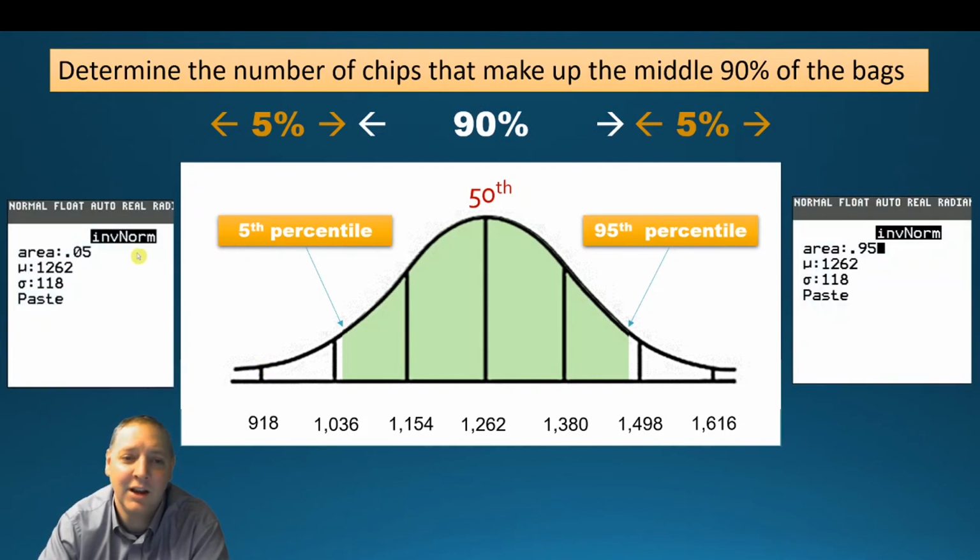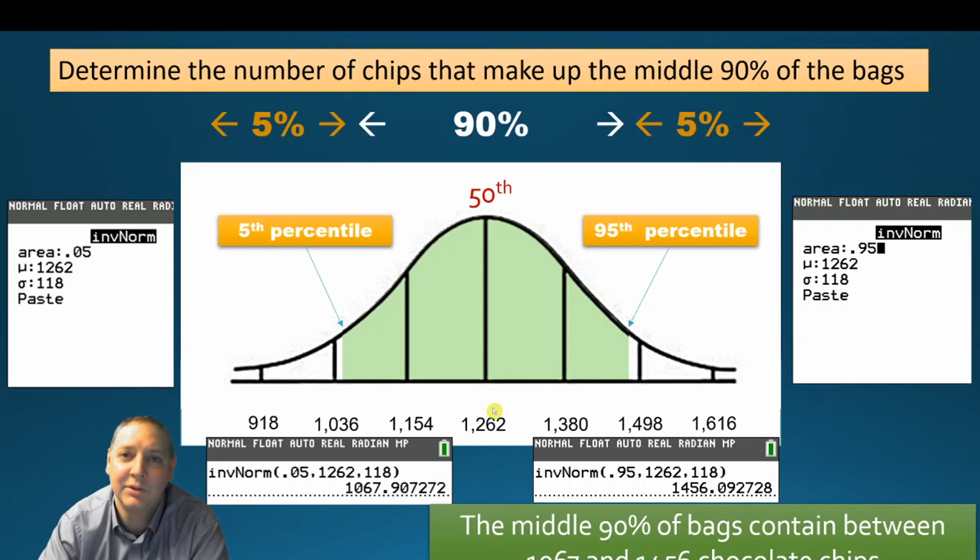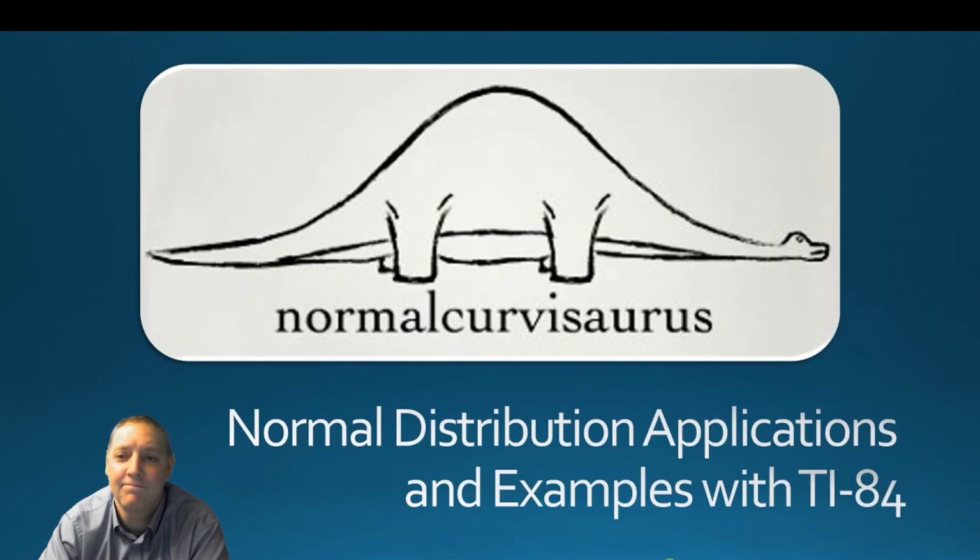All right, so on the left side, we need how many chips have 5% of the area of the curve to their left? And then over here we have what number of chips has 95% of the area to its left. And so we run the calculations, we get some numbers down here, and we'll round off to the nearest whole chip. So we see the middle 90% of bags contain between 1,067 and 1,456 chocolate chips.